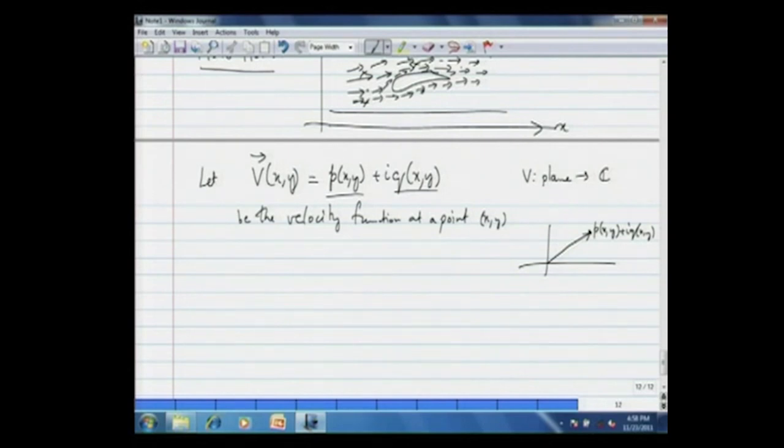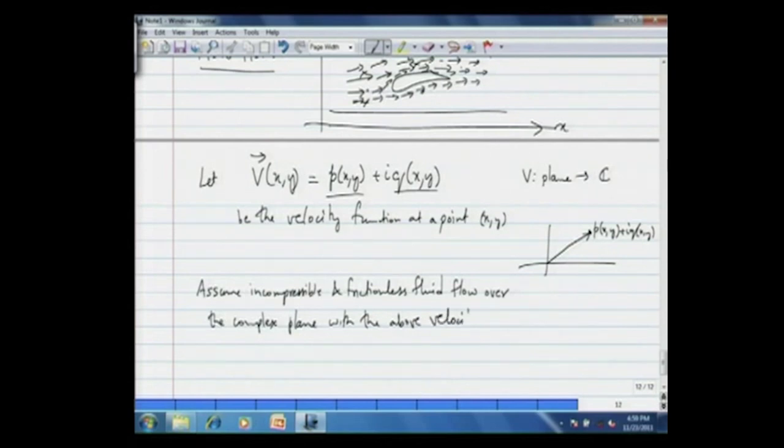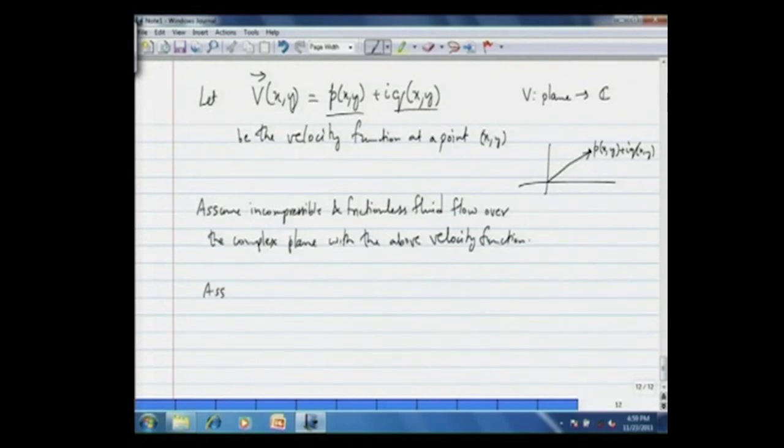And so assume incompressible and frictionless fluid flow over the complex plane with the above velocity function. Further assume that the fluid flow is irrotational and has no sources or sinks.